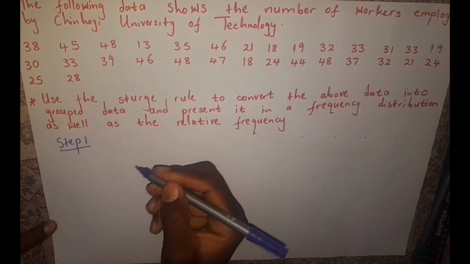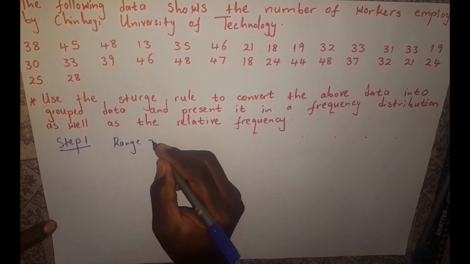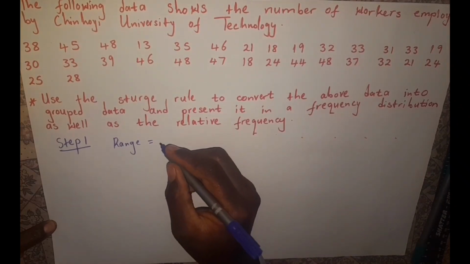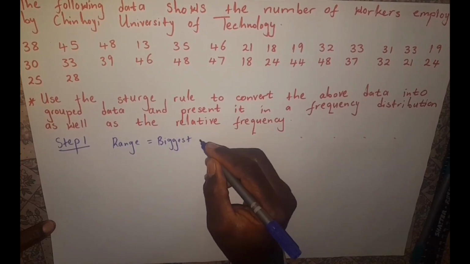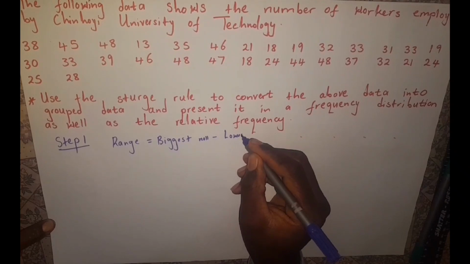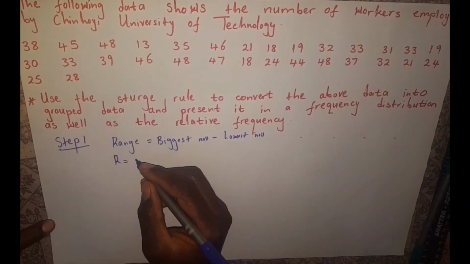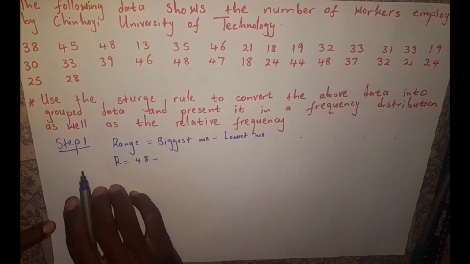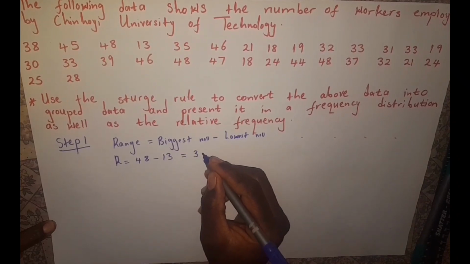Step one, we need to calculate the range. Let us first write the formula. The range is equal to the biggest number minus the lowest number. From this data, our biggest number is 48, minus our smallest number, which is 13. So our range is equal to 35.